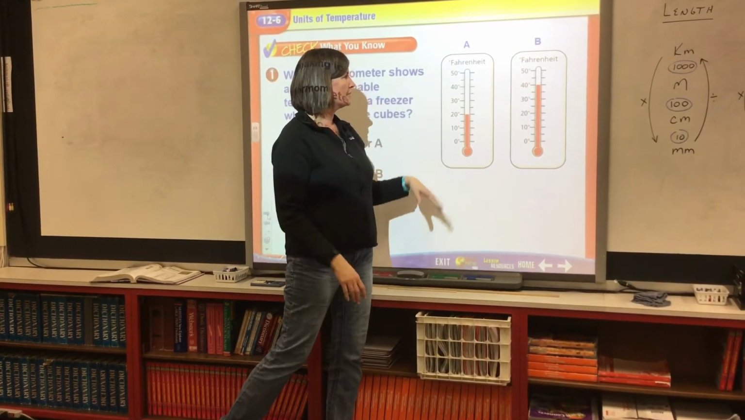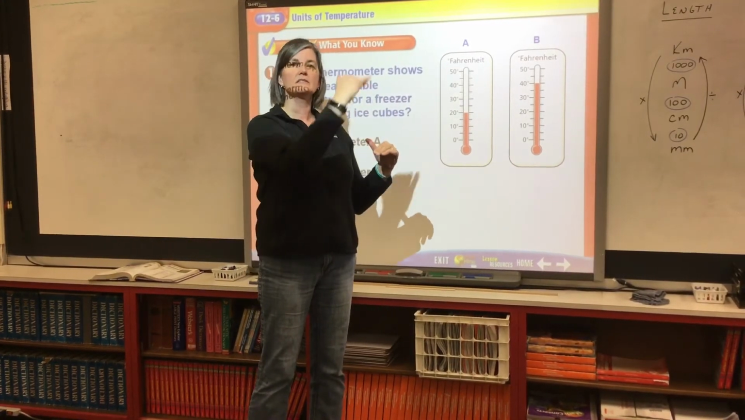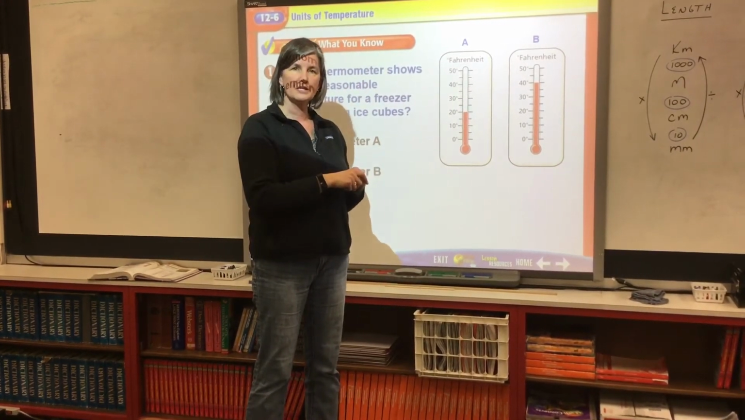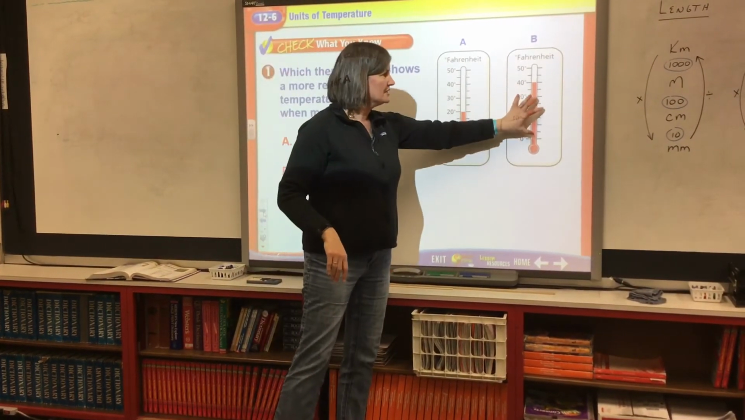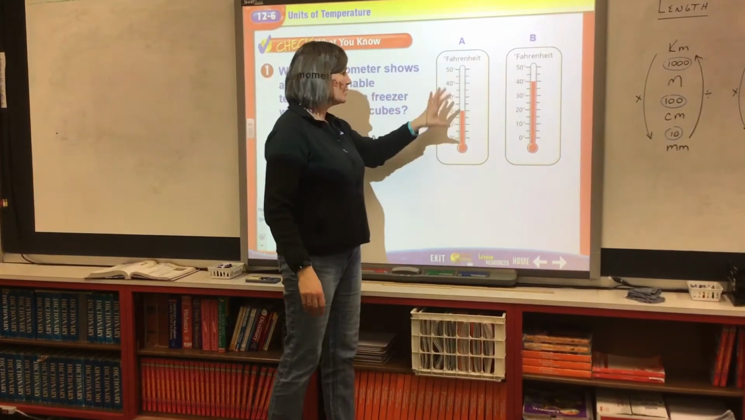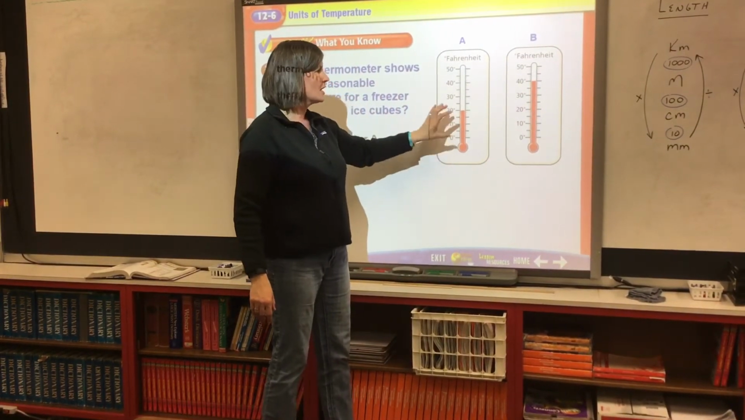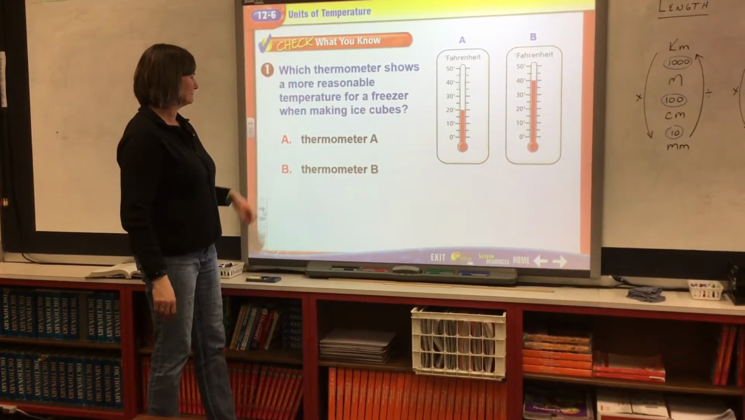So if we're comparing Fahrenheit to Celsius, 0 degrees Celsius is equivalent to 32 degrees Fahrenheit. Nothing's going to freeze at 40 degrees. It's just going to be very cold. If we want it to freeze like the ice cubes, we're going to have to go with 20 degrees Fahrenheit, thermometer A.